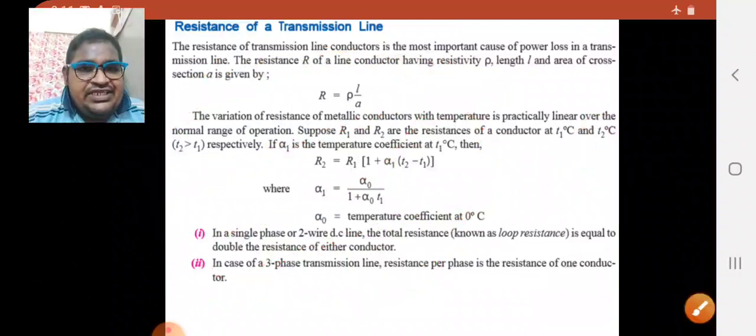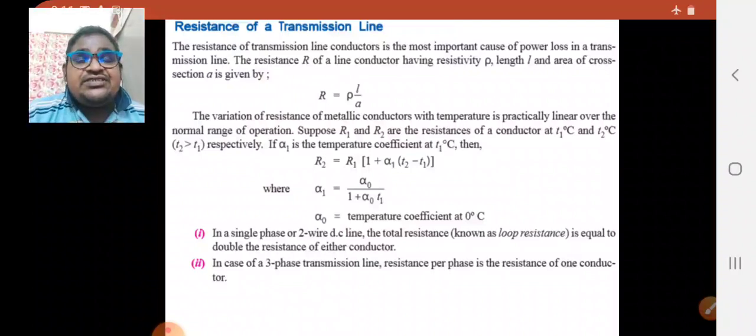And the next one is, in the case of the three-phase transmission line, the resistance per phase is the resistance of one conductor. The resistance of the total system is 3 times the resistance of one conductor.